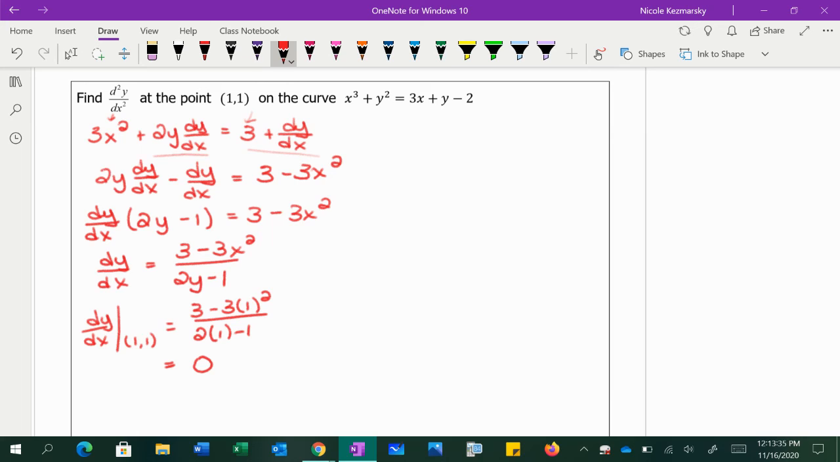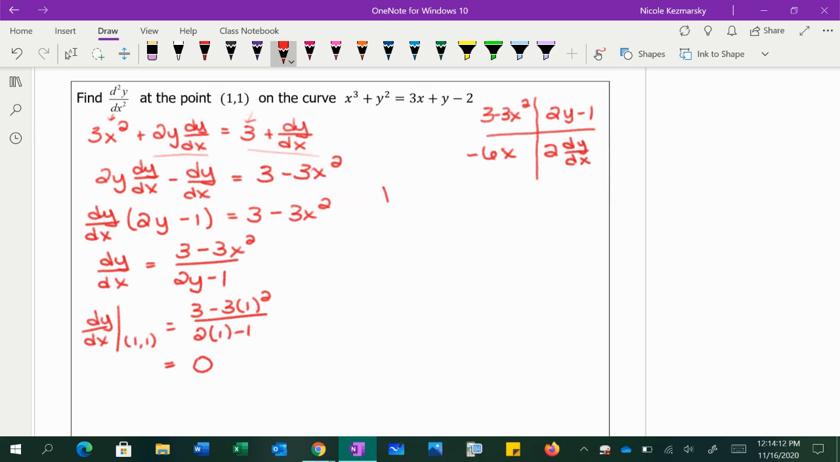So now I'm going to go ahead and do my second derivative. Well, right now my first derivative is a quotient. So I'm going to put 3 minus 3x squared in the upper left, 2y minus 1 in the upper right, and take the derivative. So the derivative of 3 is 0. The derivative of minus 3x squared is minus 6x. The derivative of 2y is going to be 2 dy/dx.